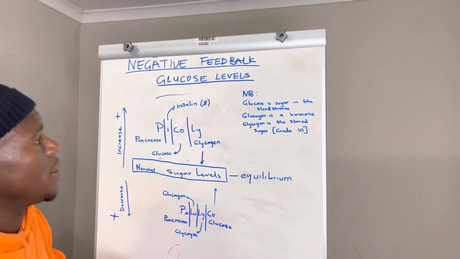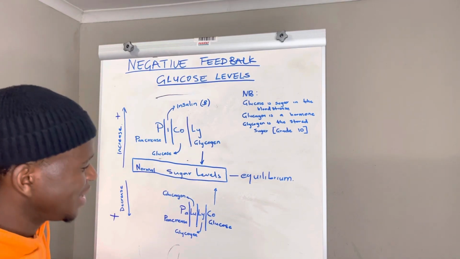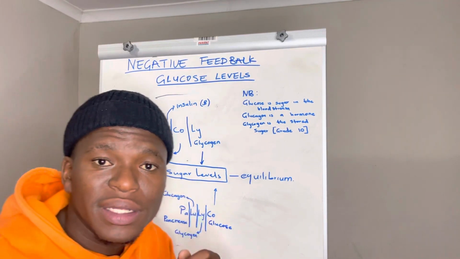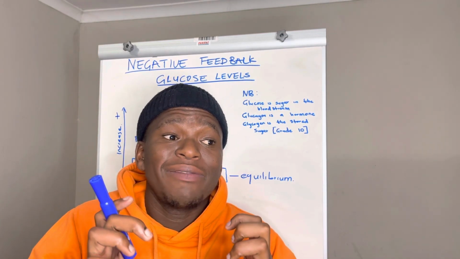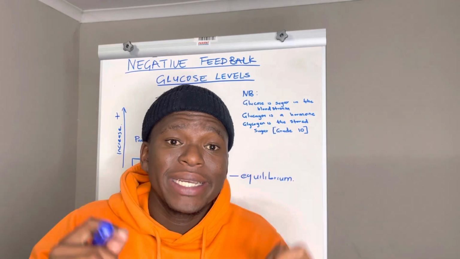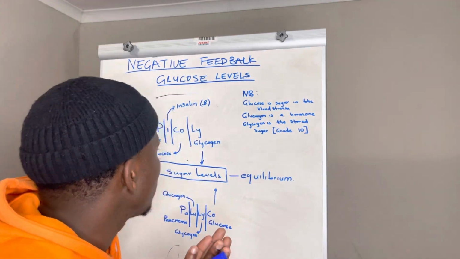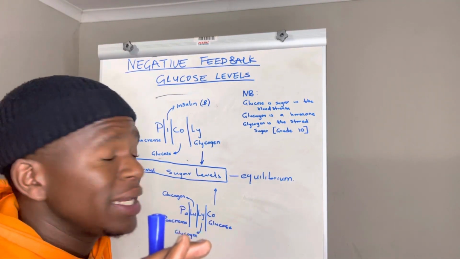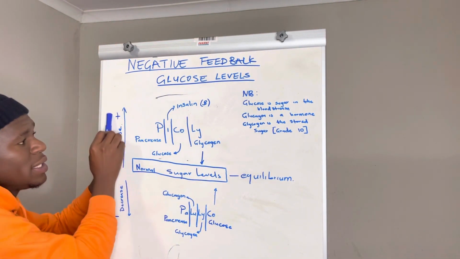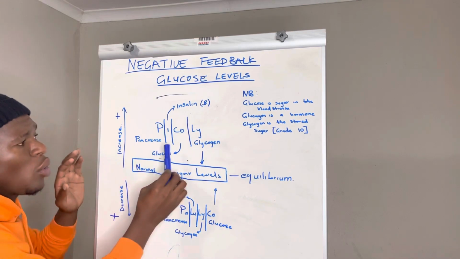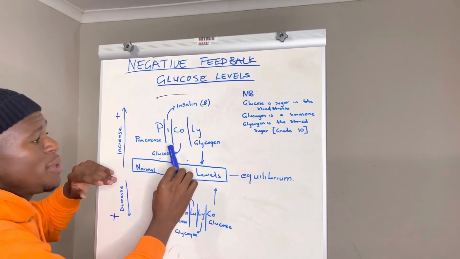So we have a process which is famously known as homeostasis. Homeostasis is a process by which your internal environment is maintained. So in maintaining the internal environment, whenever we have a rise or an increase in sugar levels, we are going to make use of the mnemonic PiCoLy.